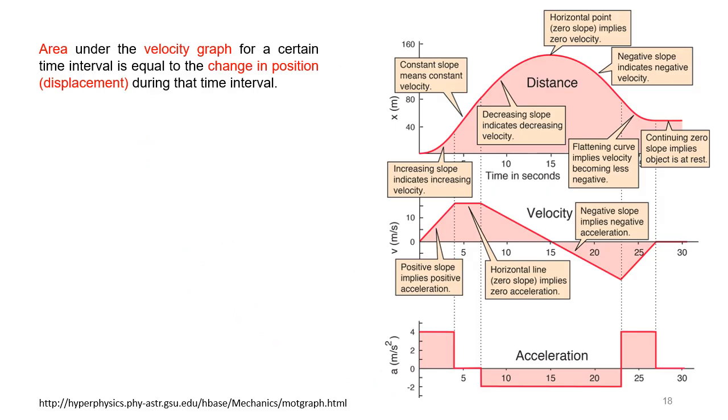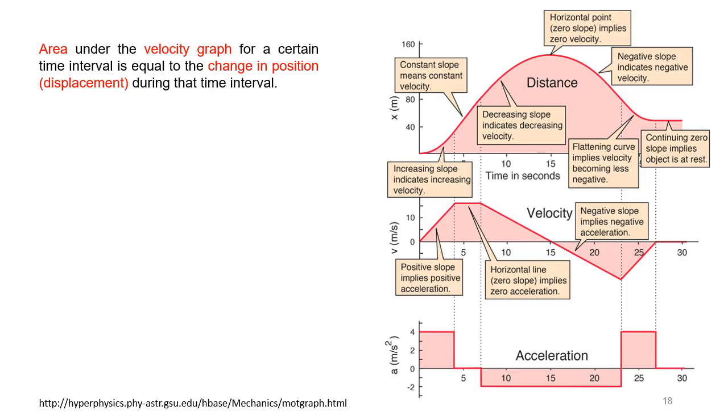So this is very important, comparing three types of graphs here: position-time graph, velocity-time graph, acceleration-time graph. Okay, three different types of graphs. So let's see here what is happening. The position of an object is changing with time. The distance is plotted here.